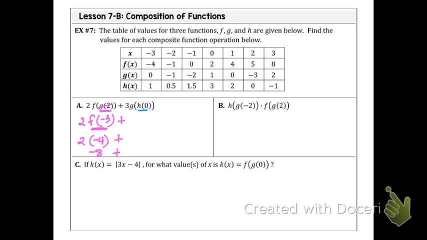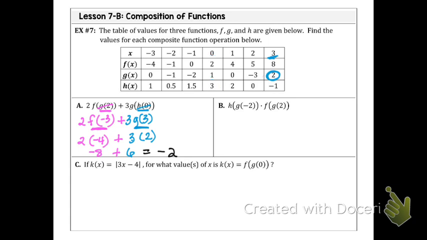So let's start on the inside. We're looking for h of 0, so go to where x is 0. H is 3. Now we're looking for 3 times g of that 3, so I'm going to go to where x is 3. My g function says that it is 2. Then I still have that 3 times in front. 3 times 2 is 6. And then we just add those together. -8 plus 6 is -2.